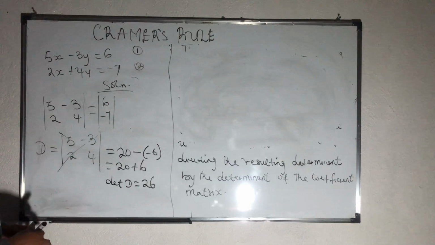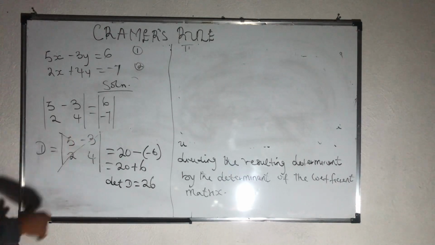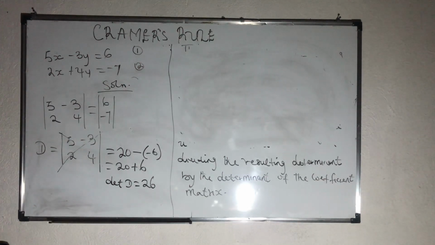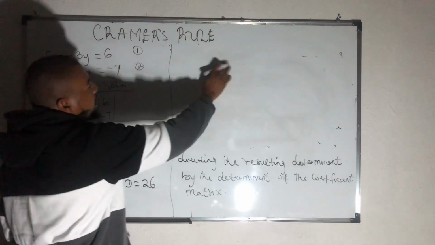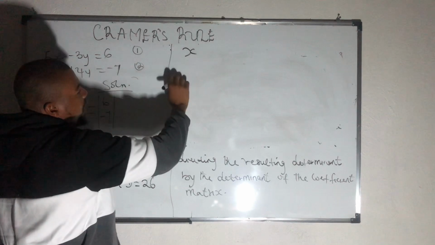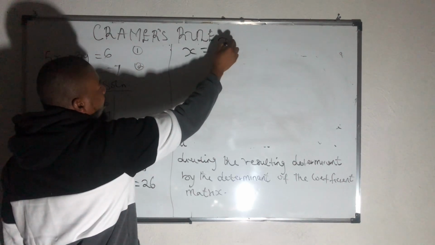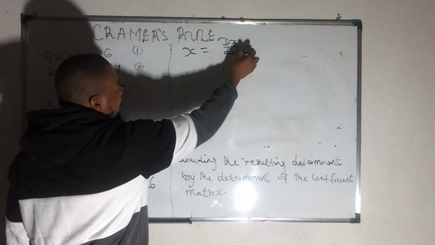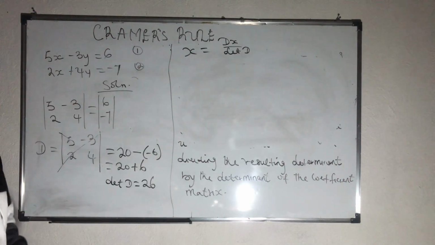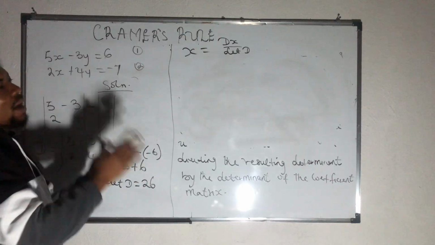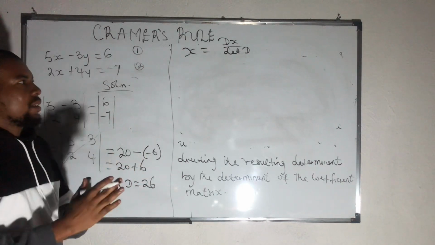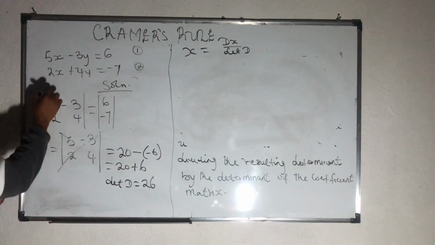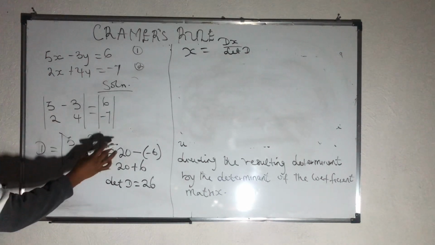Having found the determinant of the main matrix, we're now going to find the determinant of x and y. Remember, I told you initially that to find the value of x, you're going to find the determinant of x and divide it by the main determinant. That was what I told us initially. So now we're going to look for the determinant of x. And how do we find it? We're simply going to replace the column for x with the constant terms.